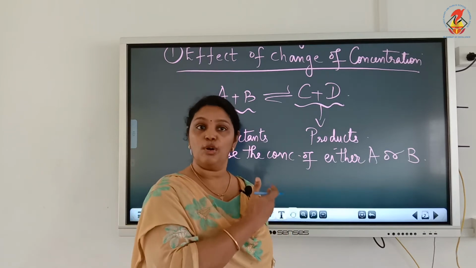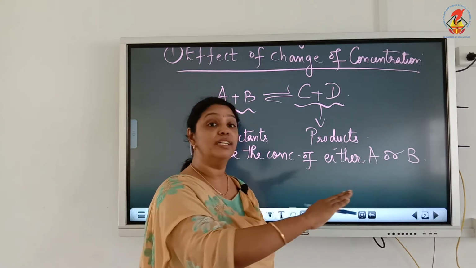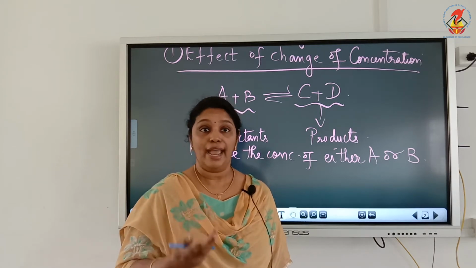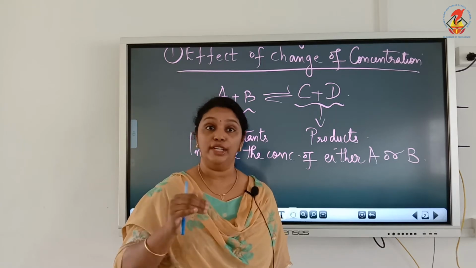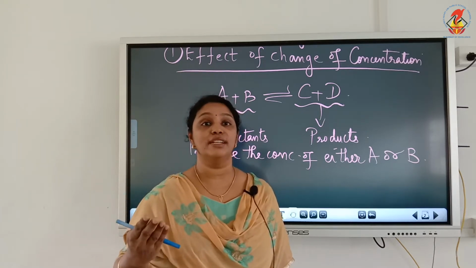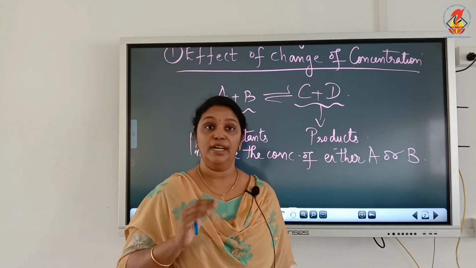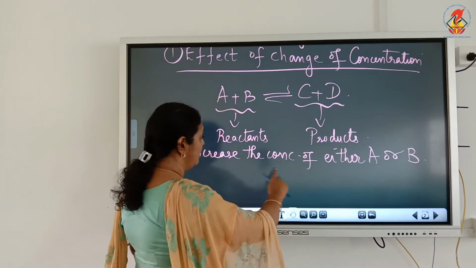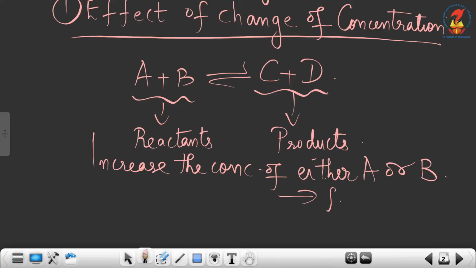Since I increased the concentration of the reactant, the reaction will take place in the forward direction, meaning more and more product will be formed, and the reaction takes place in the forward direction so as to reduce the increased concentration of the reactant, and finally a new equilibrium is re-established. So in this case, if I increase the concentration of A or B, the reaction takes place in the forward direction.